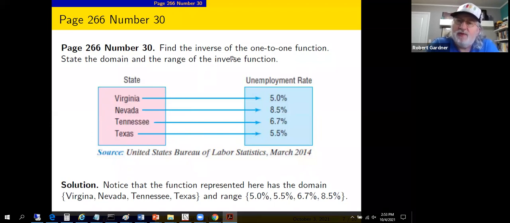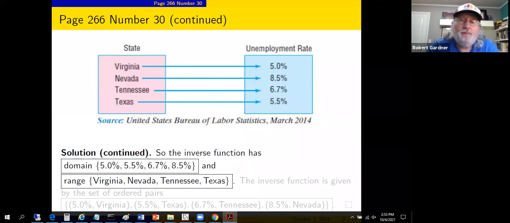We want the inverse of this function. All right, geometrically, graphically, I guess, we just reverse the arrows. The domain of this function will become the range of the inverse function, and the range of this function will become the domain of the inverse function. So the inverse function has this as its domain, the percentages, and it has this as its range. The inverse function has these domain and ranges respectively.